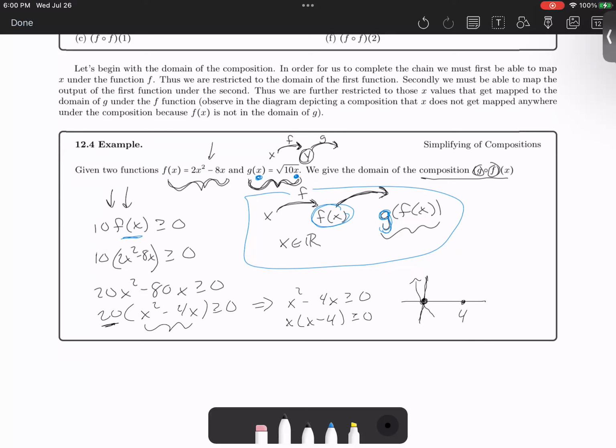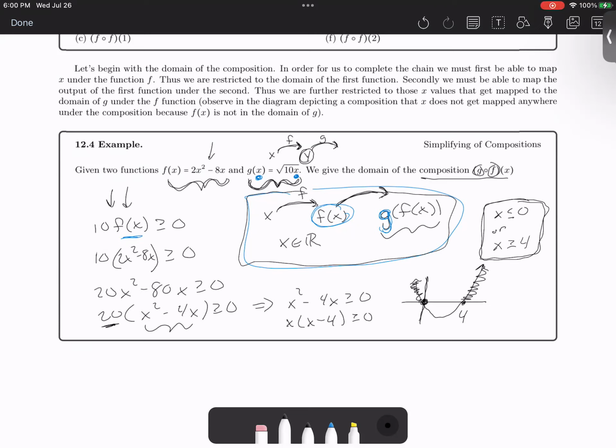And it's concave up. So this is greater than or equal to 0 over here and over here. So we need x to be less than or equal to 0, or we need x to be greater than or equal to 4. For these values, this composition will make sense. So that is the domain.